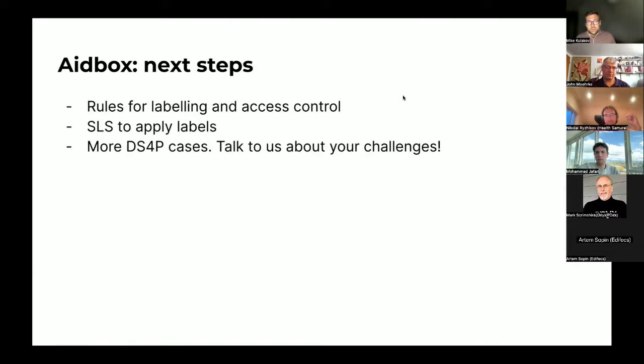What are we going to do next? Definitely there's a lot of room to talk about rules for labeling and access control, to be more dynamic, not static, but static works. I'm not sure about dynamic. Security labeling services that allow us to do it on the fly. And we are definitely looking forward to implementing more data segmentation for privacy cases. If you have any cases in mind or challenges you see, come to us to talk about it.